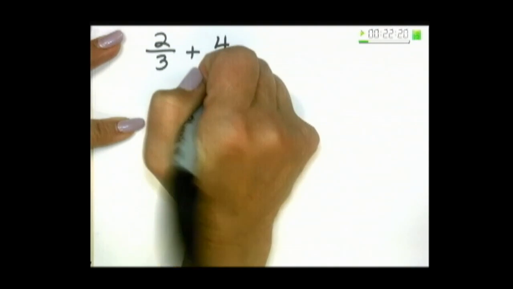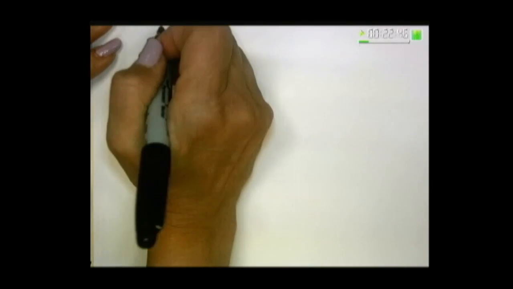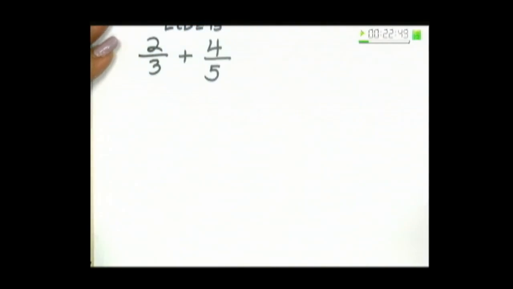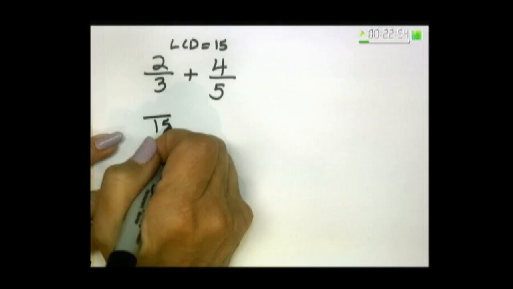What if I have 2/3 plus 4/5? Now both those denominators are prime. So if you have 2 prime denominators, how do you find the LCD? Multiply them, absolutely. So far we have dealt with having one denominator divide evenly into the other. The LCD is the larger number. If you have 2 prime denominators, multiply them to find the LCD. So in this case, the LCD is 15. So 15 is our new denominator.